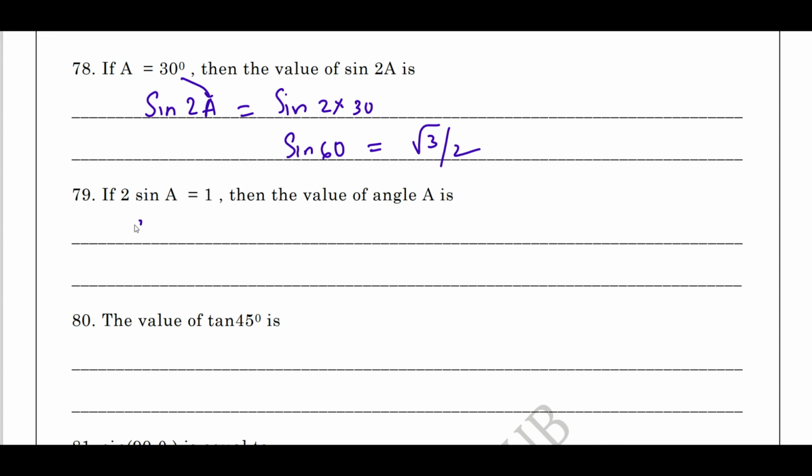If 2 sin A equals 1, sin A equals 1 by 2, then what is the value of A? Now I can write sin A equals 1 by 2. For what value is sine 1 by 2? It is sin 30 degree. Therefore A equals 30 degree. What is the value of tan 45? It is 1.